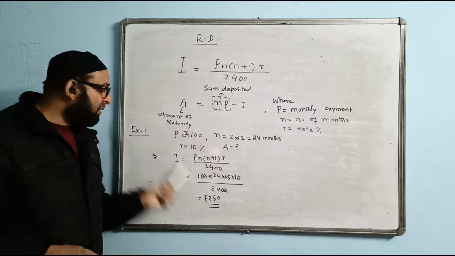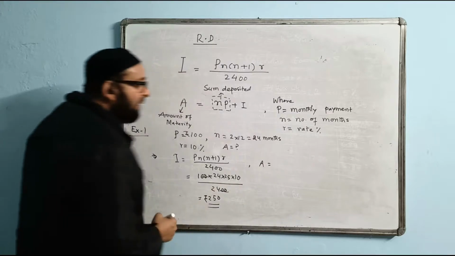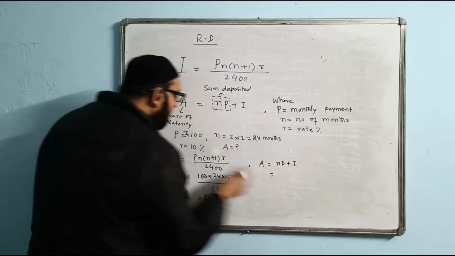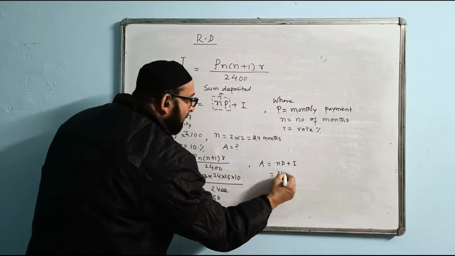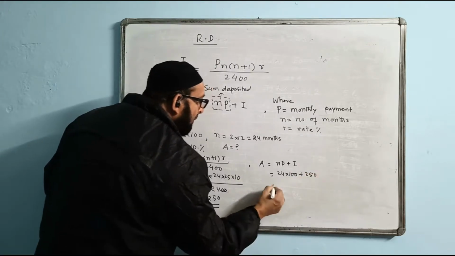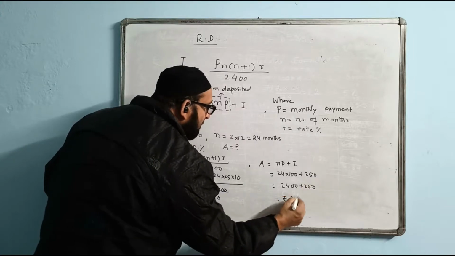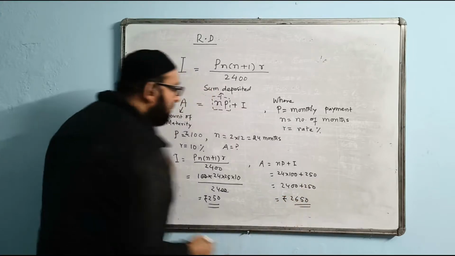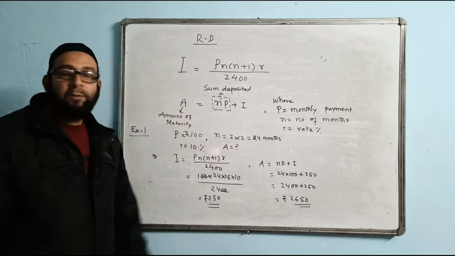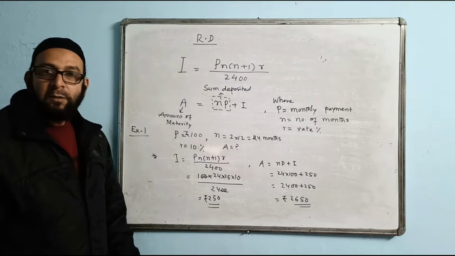So the interest value is coming 250. Therefore, what is the amount of maturity? That is A. Formula of A, we have nP plus I. N value is 24, P is 100, plus I value is 250. 2400 plus 250. The answer is coming rupees 2650. That is, at the end of 2 years, the person will receive this much money from the bank. So that is the answer.